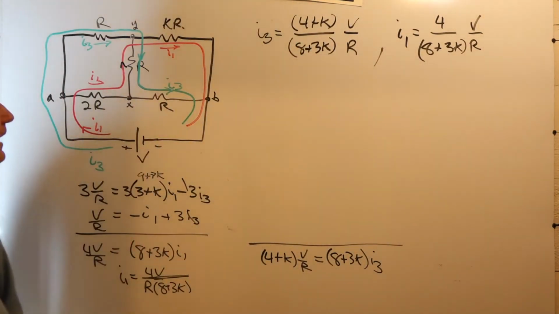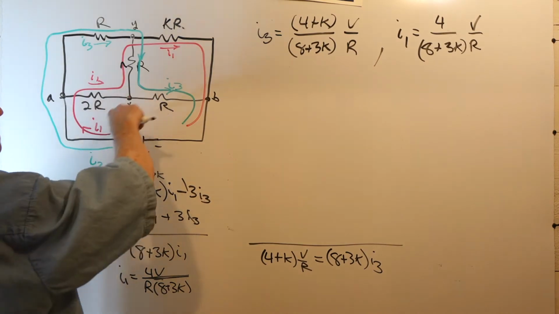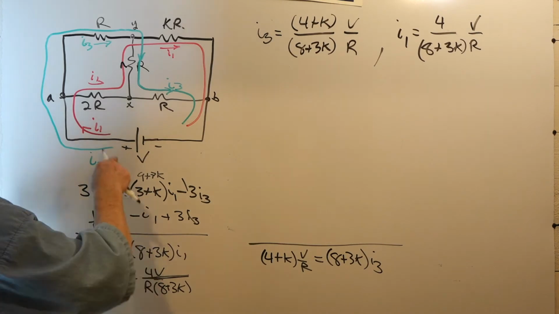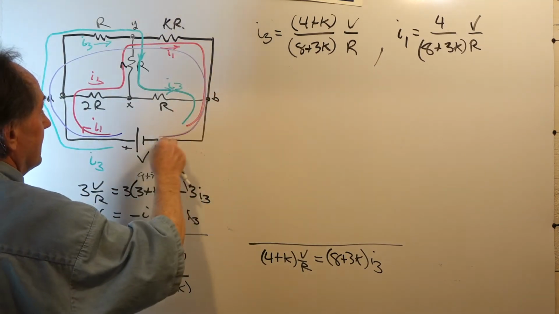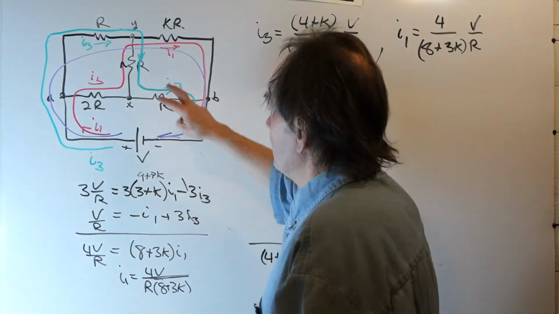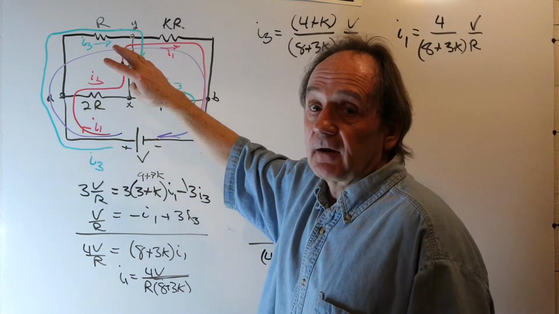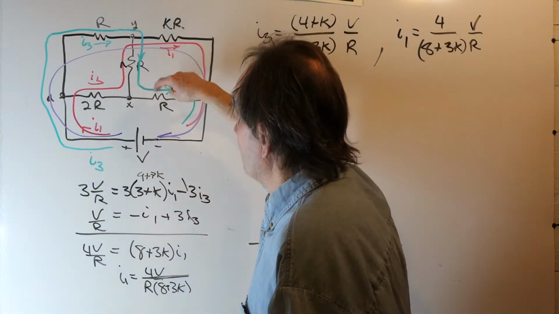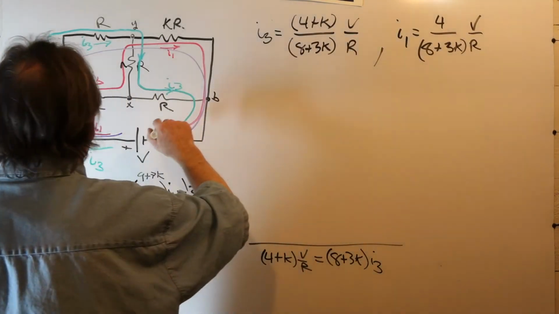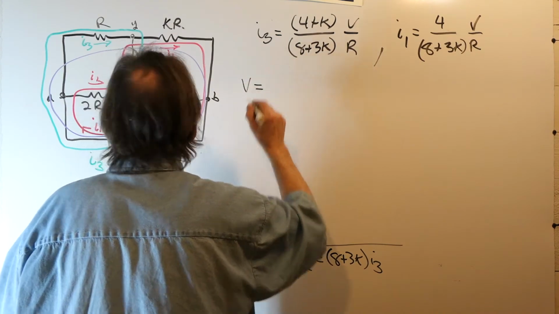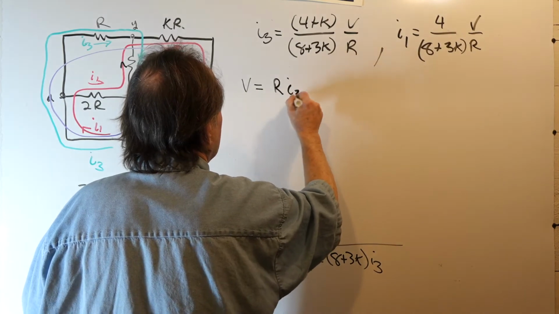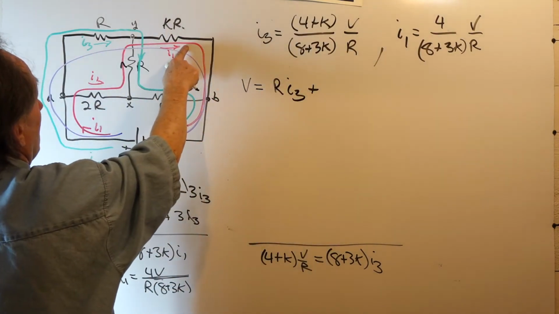When this was 5R. Now we're going to write Kirchhoff's voltage law around the outer loop to check for consistency. Again, this is what we need to do when we're using loop currents that are less than the number of loops that are in the network. We really need to check things. So writing around the loop, we have V is equal to, well, I3 is going through R, so we have R I3, and then we have I1 times KR.